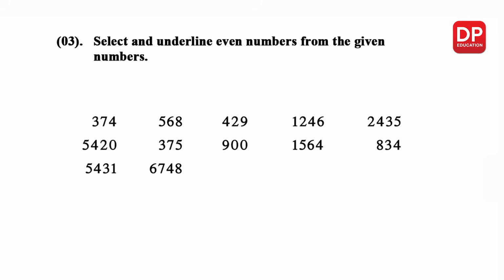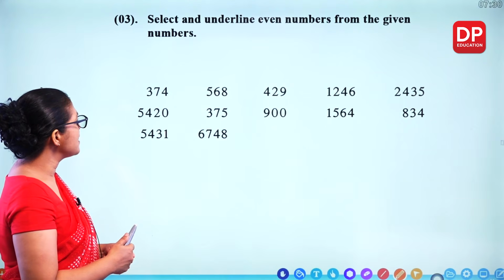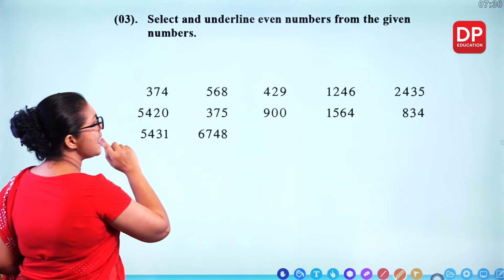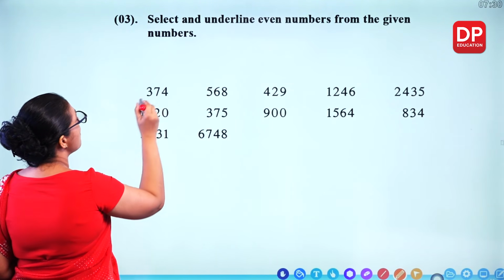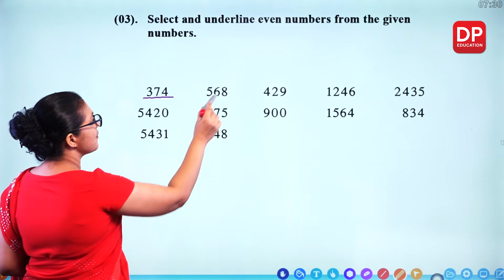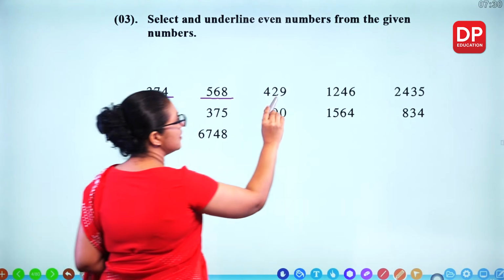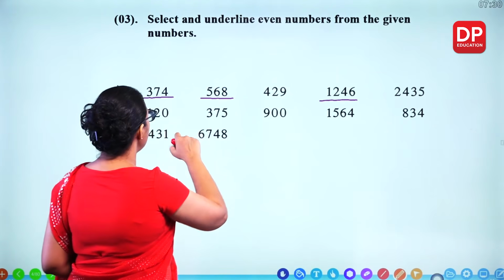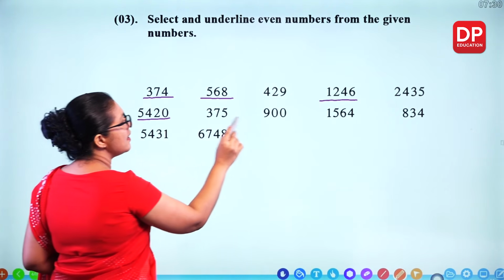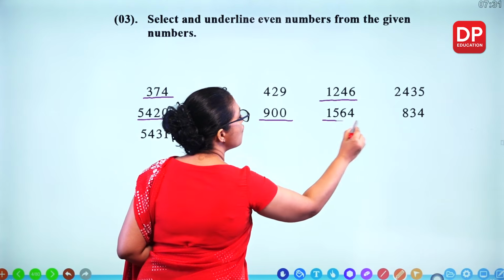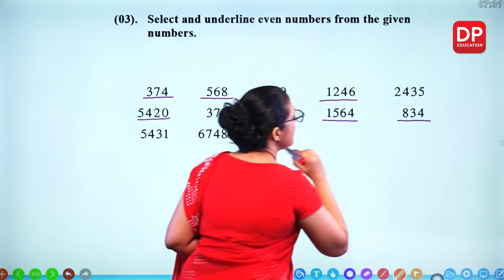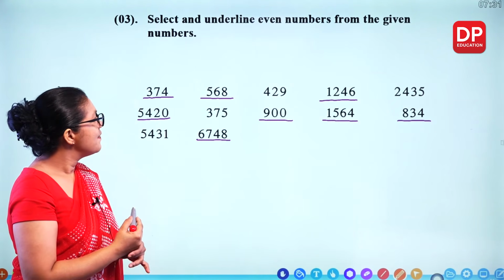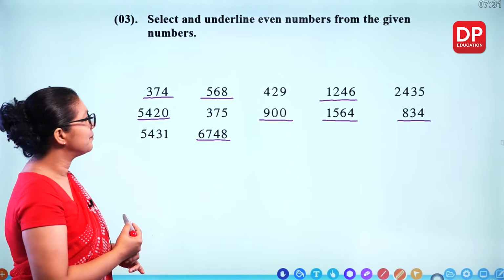Select and underline even numbers from the given numbers. So how do we identify? Look at the last digit. If the last digit is 0, 2, 4, 6, 8, then that's an even number. So this is an even number. Last digit is 8, even number. This one is 6, an even number. This one is 0, yes, it's an even number. And here 0, it's an even number. 4, yes, it's even. Here last digit is 4. And here last digit is 8. So that means these are even numbers.